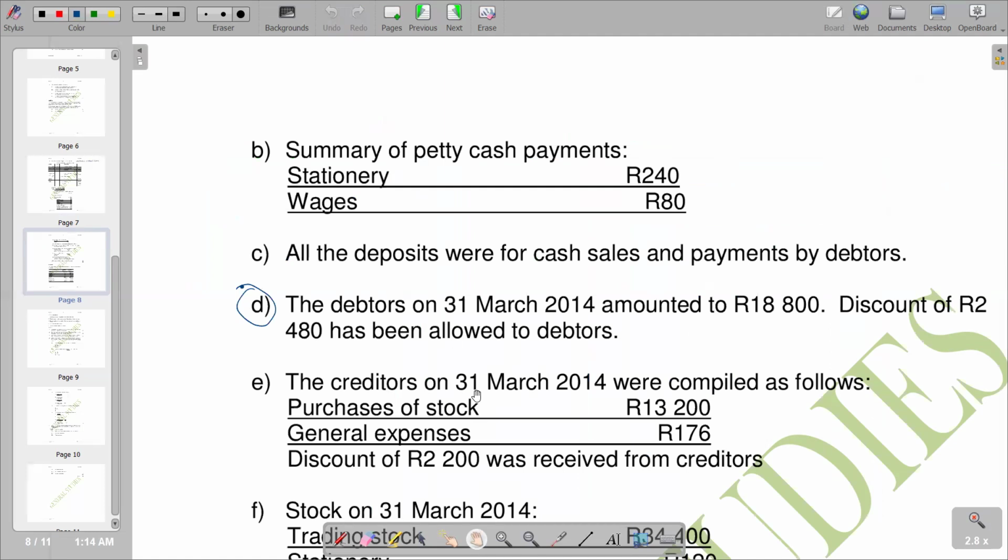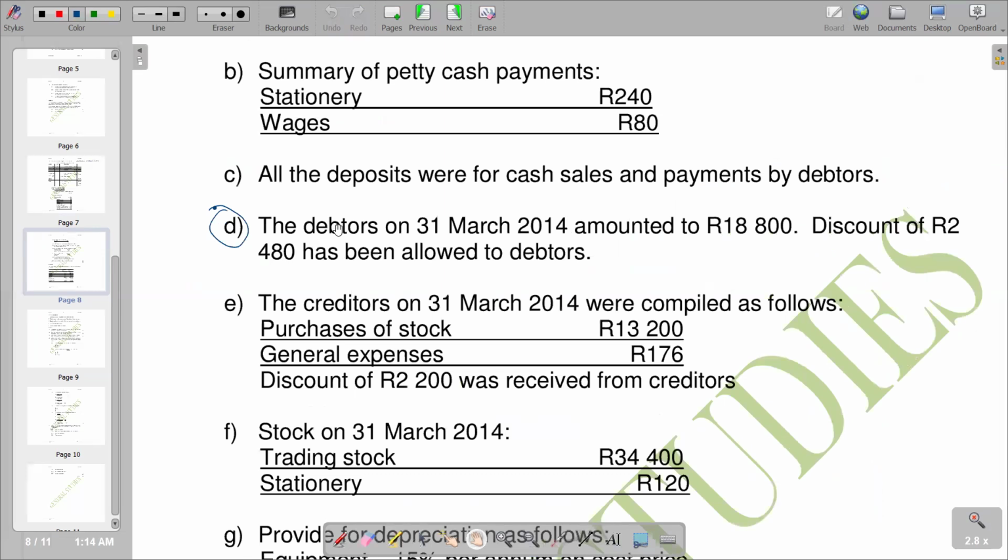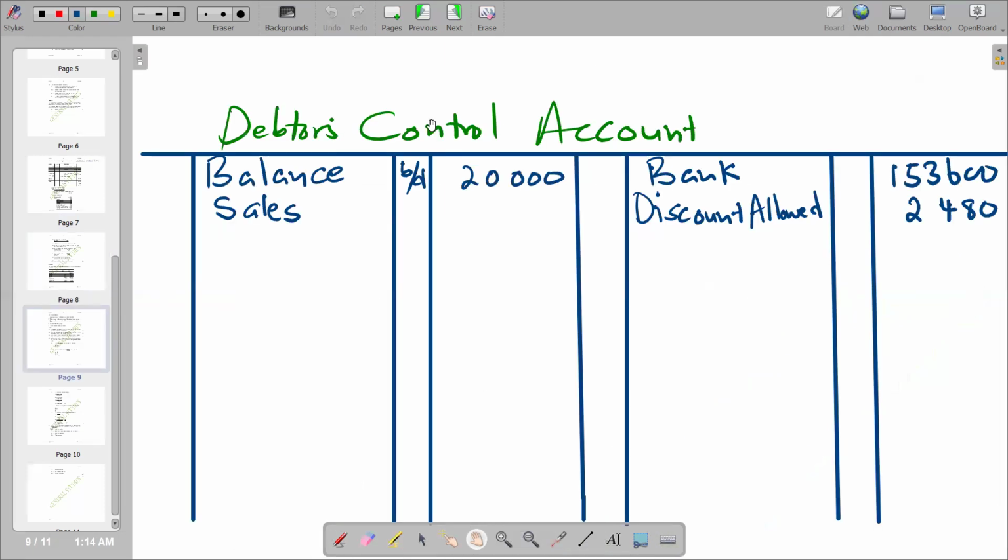So if you go, you see that on D, we are given that the debtors at 31 March 2014 amounted to 18,800. So this is the debtors on 31 March 2014, which is at the end of our financial period. Remember, we indicated that our financial period is ending on 31 March 2014. So we've got 18,800 as our balance c/d. Our balance c/d will be on the credit side, the amount that we have is 18,800. And then we show by putting our double lines.